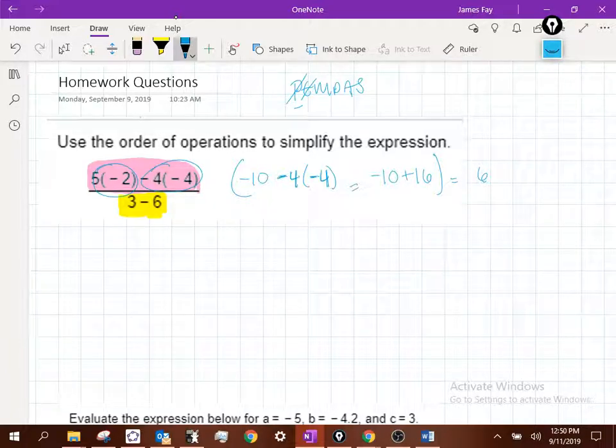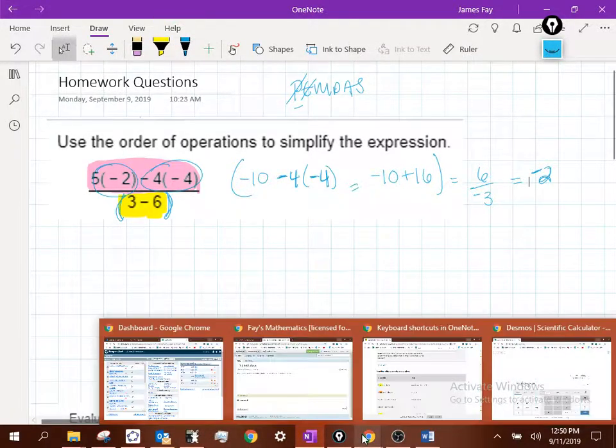What's the bottom? If I look at that, the order of operations down there is a little bit simpler. What's that going to turn into? Negative 3, right? So what's 6 divided by negative 3? Negative 2.